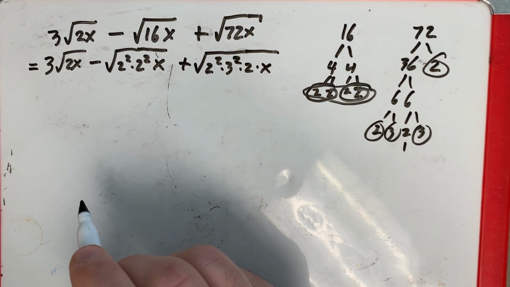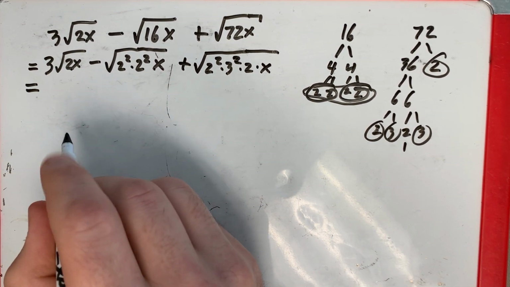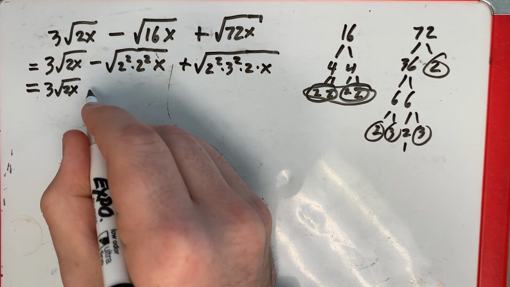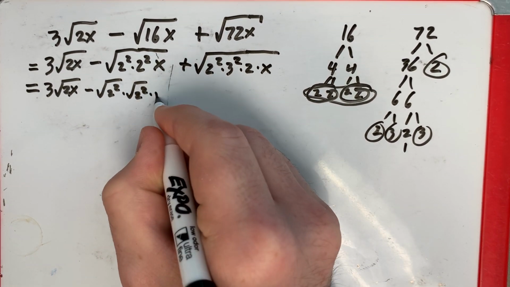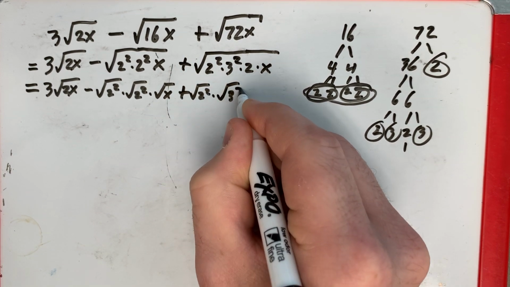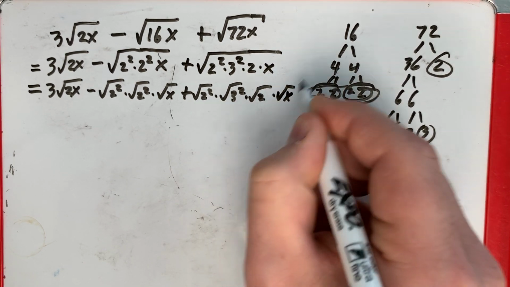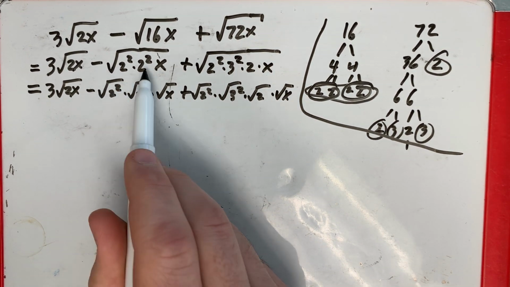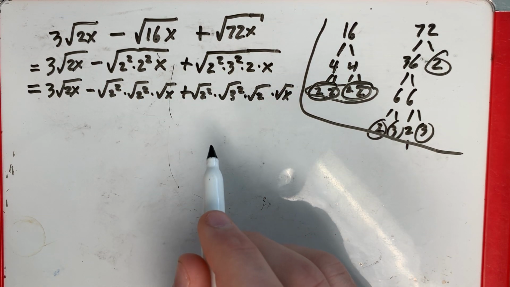So we've broken these things down. We want to use our product rule for simplifying these. We didn't do anything with this 3 square root of 2x, so that's just going to come along for the ride. And this becomes square root of 2 squared times square root of 2 squared times square root of x plus square root of 2 squared times square root of 3 squared times square root of 2 times square root of x. I'll keep this all out here, this is all scratch work. Basically all I did in each case was turn this into a product of square roots, just using the product rules from before.